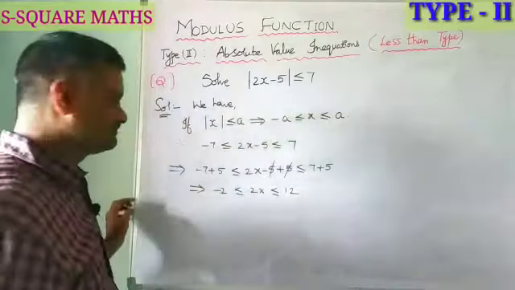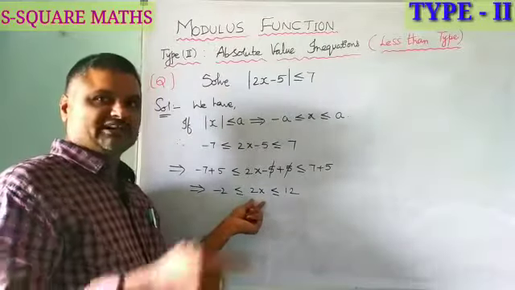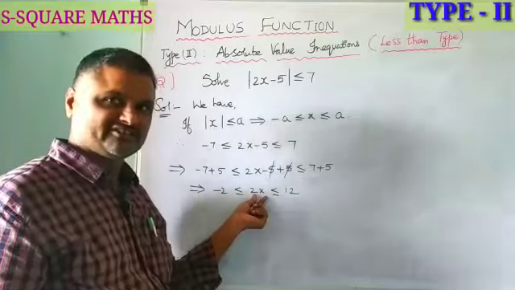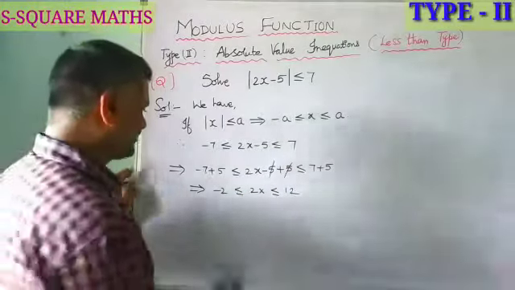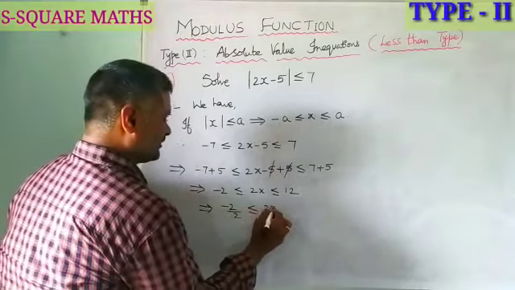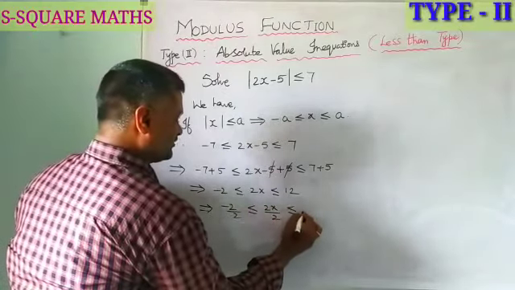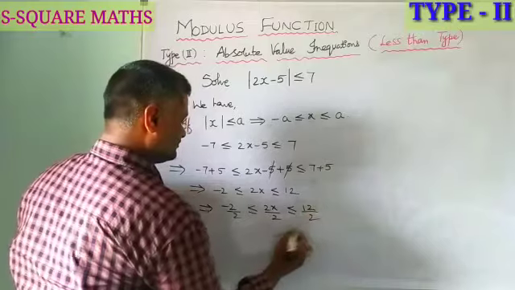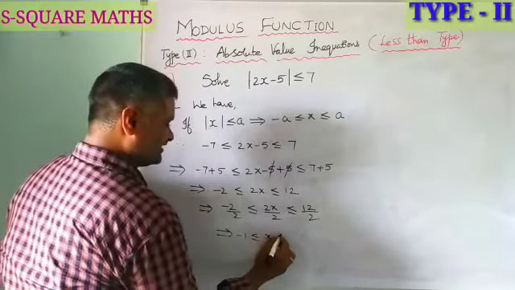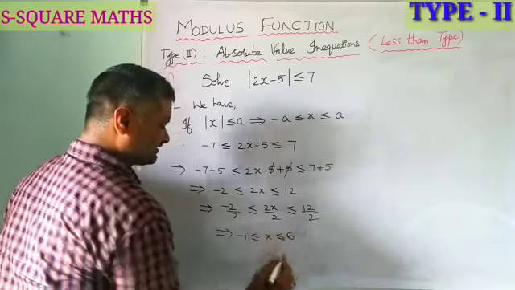7 plus 5 is 12. Still we have 2x, but our intention is to get the value of x. Since the operation between 2 and x is multiplication, dividing by 2 here. So minus 2 by 2 less than or equal to 2x by 2 less than or equal to 12 by 2. Gives you what here? Minus 1 less than or equal to x less than or equal to 6.